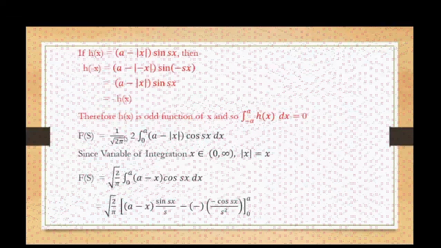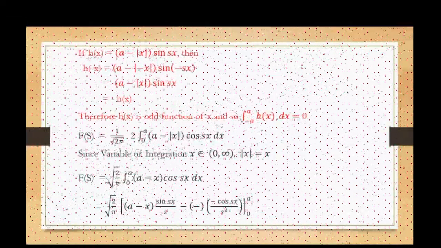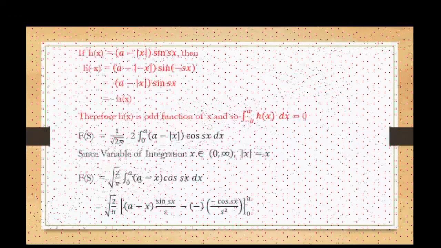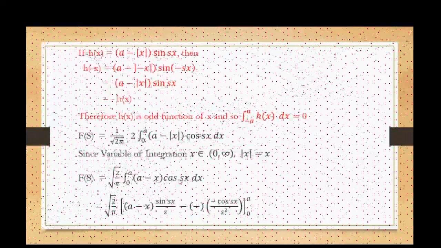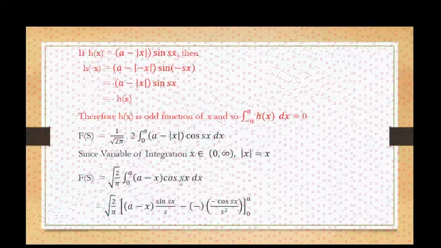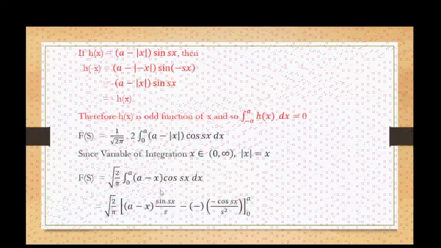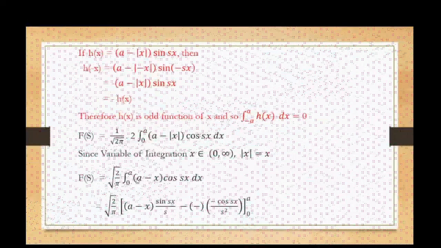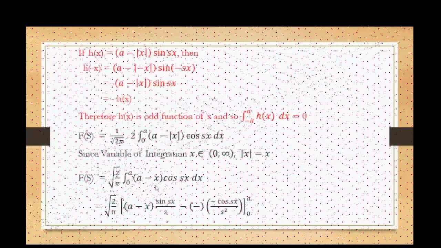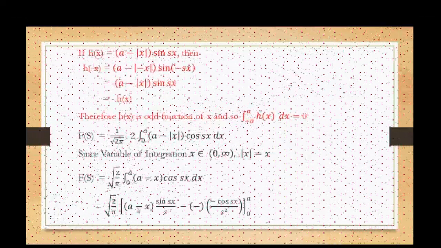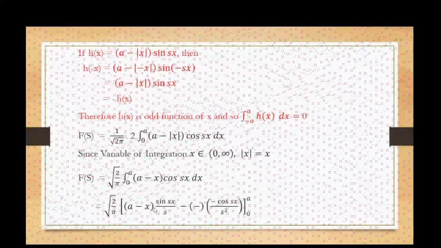So square root of 2 by pi, integral from 0 to a of (a minus mod x) into cos sx dx. It is an even function, so mod x will be x. Hereafter, we can use Bernoulli's formula. Why? Because here there is a multiplication of two functions. That's why. So square root of 2 by pi, first function (a minus x) into the integral of the second function.